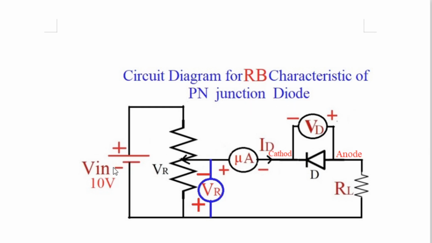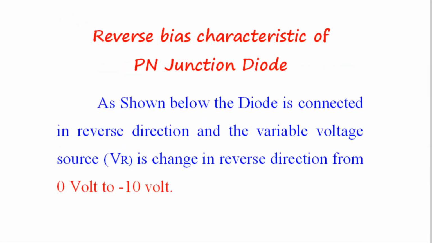Here this voltage is constant, again plus 10 volt, but now, very important, the diode is connected in reverse direction. So this statement is important: as shown below, the diode is connected in reverse direction.